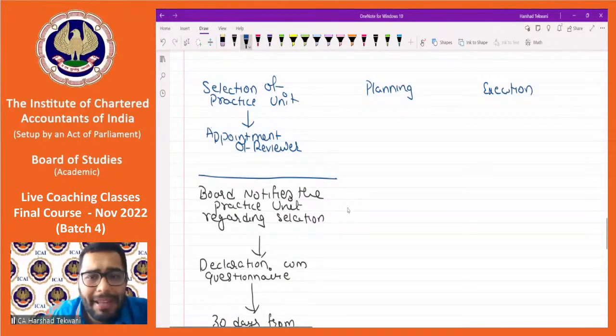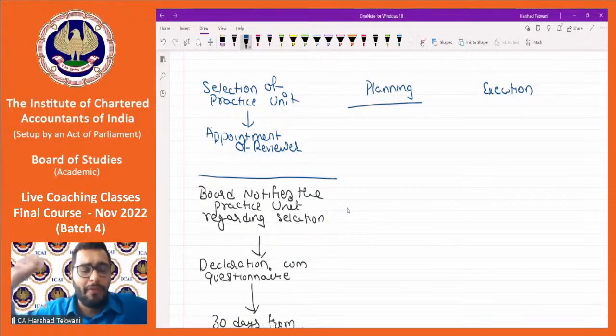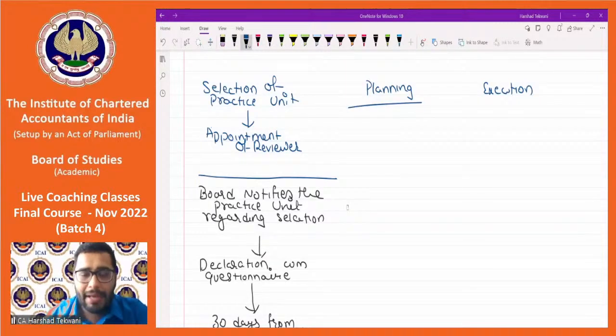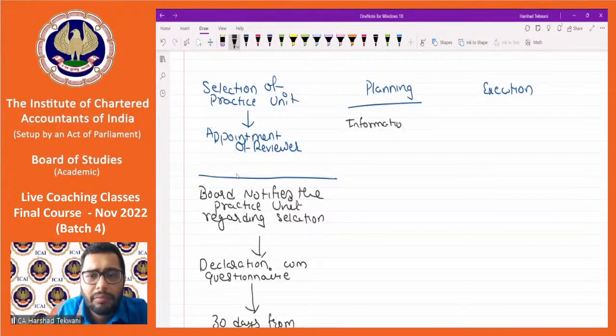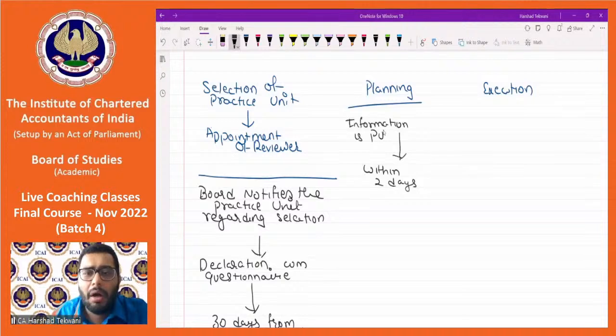Once the selection and appointment is done, like we have finalized who is the reviewer and who is the practice unit, then what is required to be done is, some information is required to be furnished by the practice unit. That information is required to be given within 2 days. Within 2 days, okay, they need to provide the reviewer a copy of the questionnaire earlier submitted to the board.